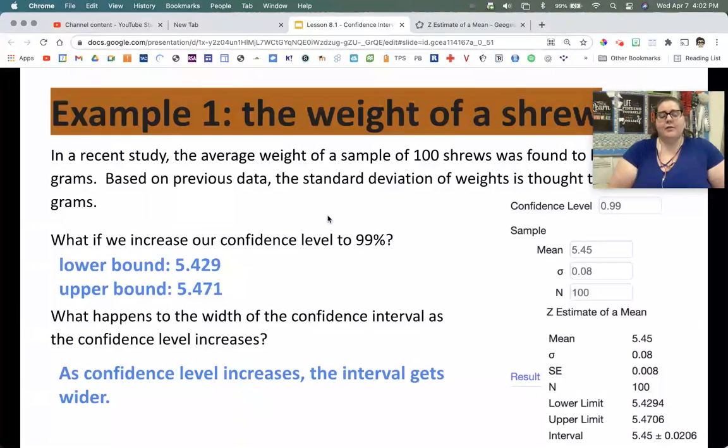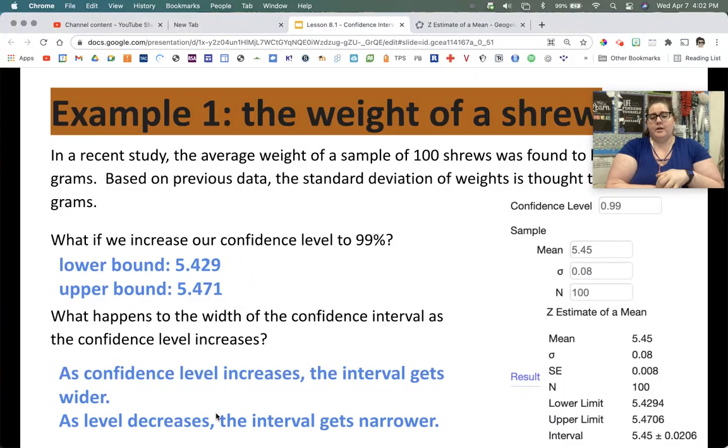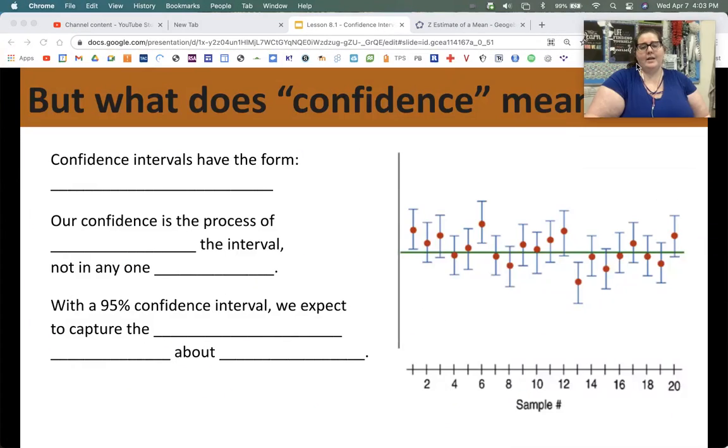So as confidence level increases, the interval actually gets wider. And where that comes from is, if I want to be more confident in my answer, then my interval needs to get a little bit wider to make sure that the true average that I'm trying to estimate is still within that interval. And the opposite is also true. If my confidence level decreases, then my interval is going to get a little bit narrower. Now, what does it actually mean when we say we're so much percent confident?